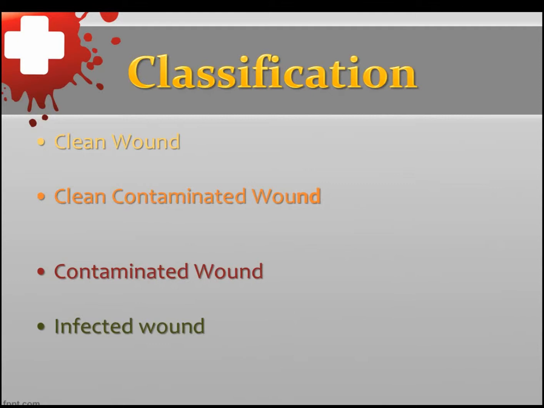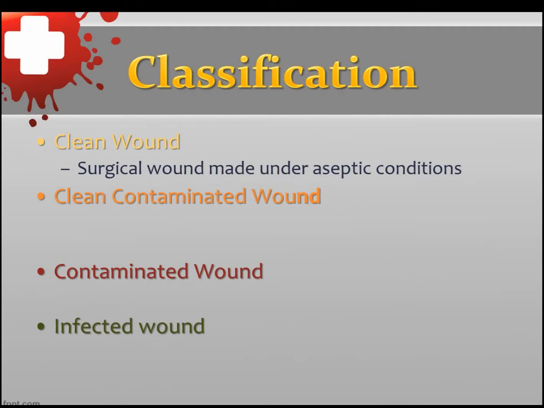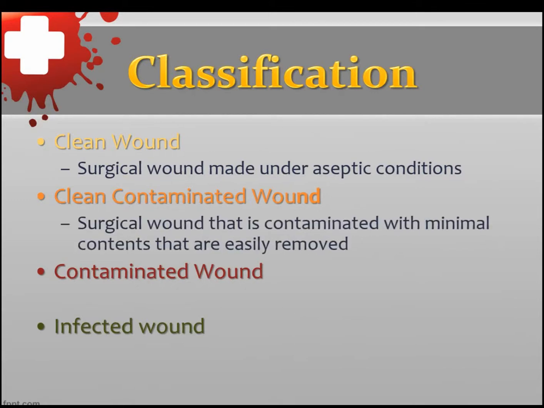The first is a clean wound. This is a surgical wound made under aseptic conditions. Surgical incisions are considered wounds. The second is clean contaminated wound. This is a surgical wound that has been contaminated with a minimal amount of contents that has been easily removed. So an example would be some GI contents or respiratory content that has been flushed away, cleaned, and easily removed. Then the wound is closed.